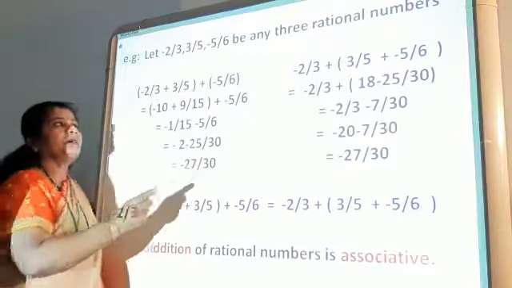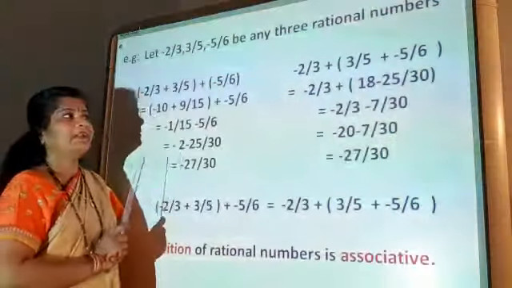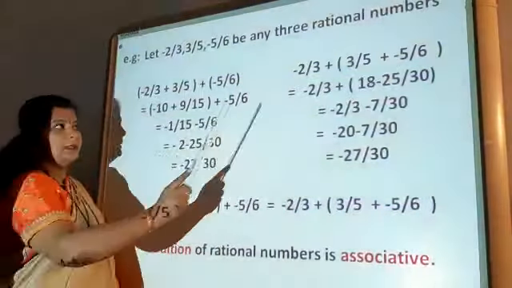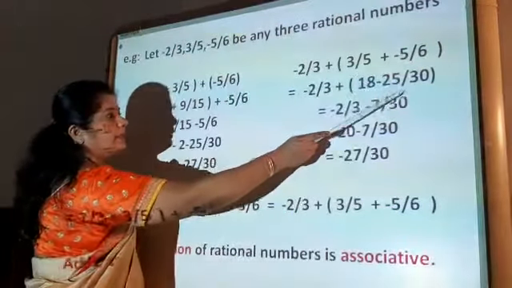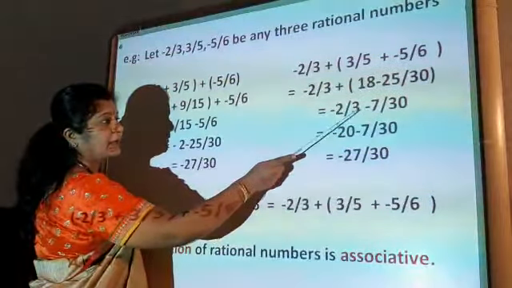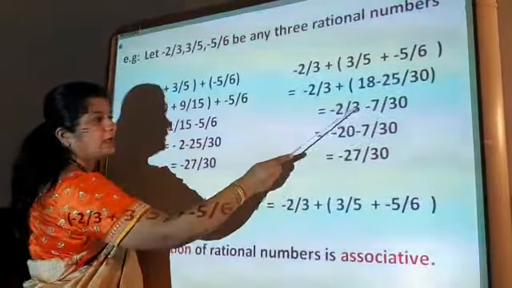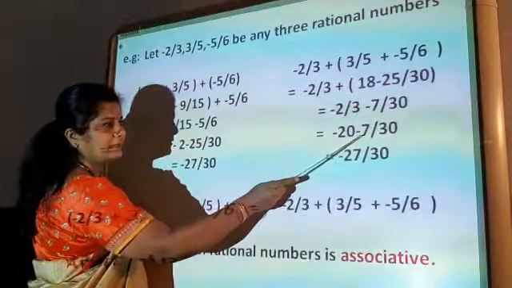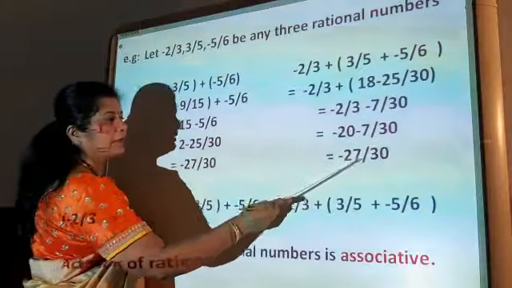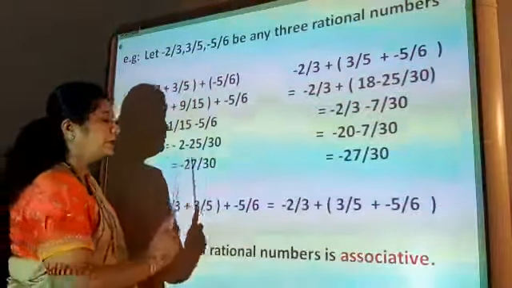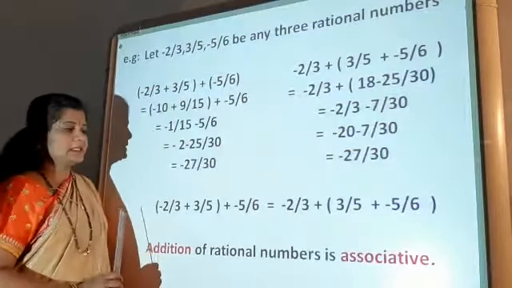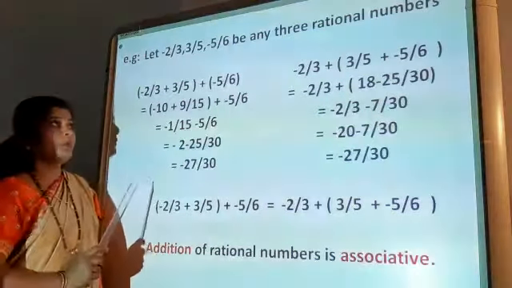So in the second case, group 3 by 5 and minus 5 by 6. So here the LCM is again 30. So it becomes 18 minus 25 upon 30. 18 minus 25 is minus 7. Write minus 2 by 3 as it is. Again take LCM. LCM is 30. So here it becomes minus 20 minus 7 upon 30. Both are minus, add and keep minus sign. So it is minus 27 upon 30. So in both the cases we got the same answer. Hence we say that addition of rational numbers is associative.